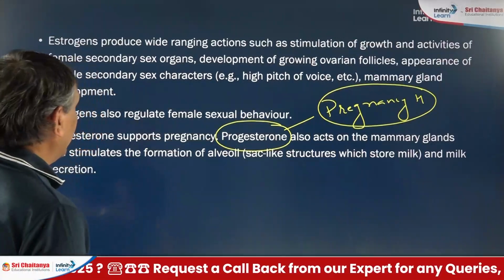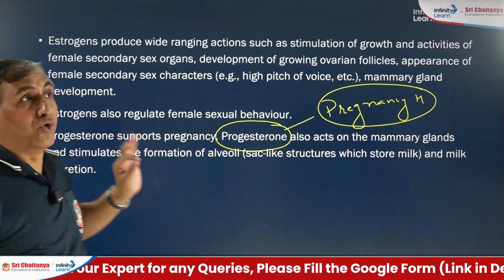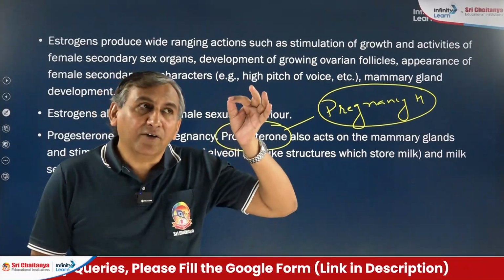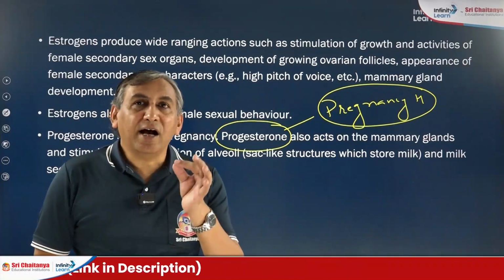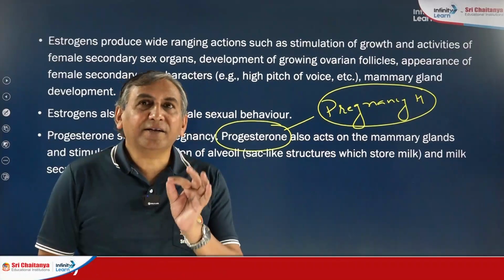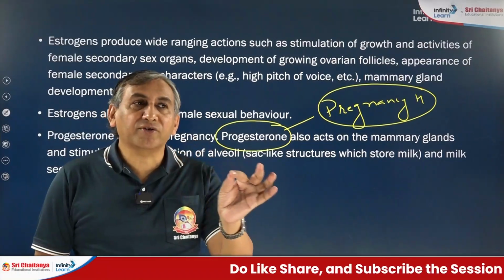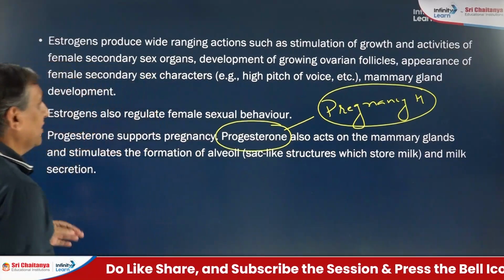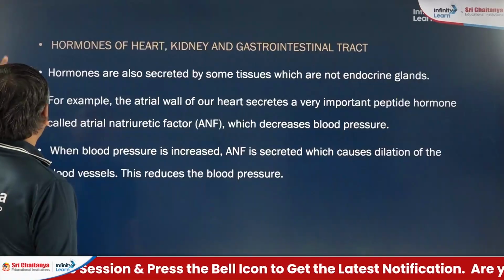Progesterone maintains the pregnancy. It is known as the pregnancy hormone. If there is very less secretion of progesterone, it will cause abortion. That is why progesterone is also known as the anti-abortion hormone. Are you getting it? Progesterone is also known as the anti-abortion hormone.